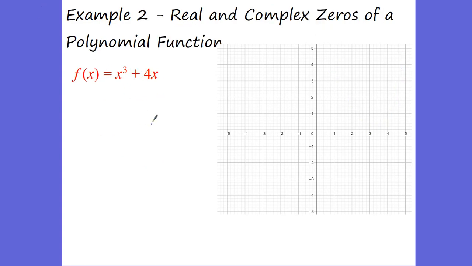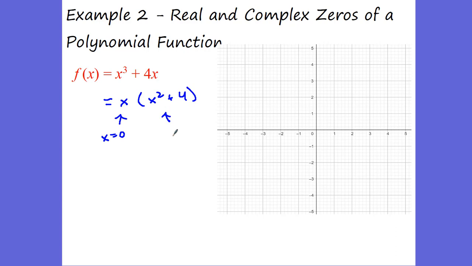Now, remember, we might have some real zeros, we might have some complex zeros. We can see x to the third power, so we know there are 3 zeros, and they could be a combination of real and complex. So let's see. We're going to factor out an x here, so we get x times x squared plus 4. You can see how x equals 0 is a zero of the function.